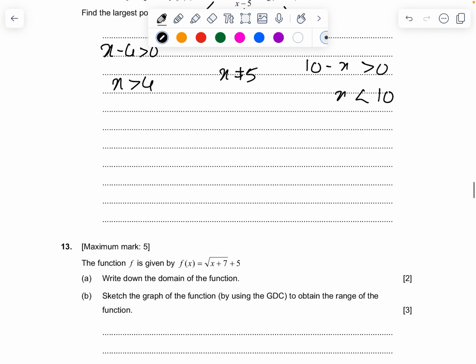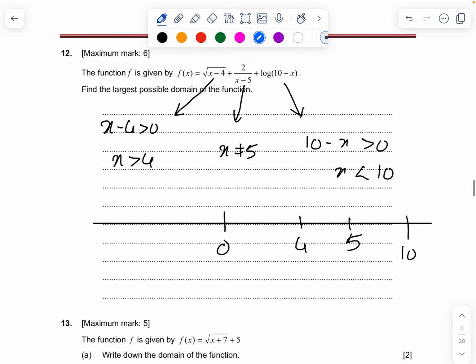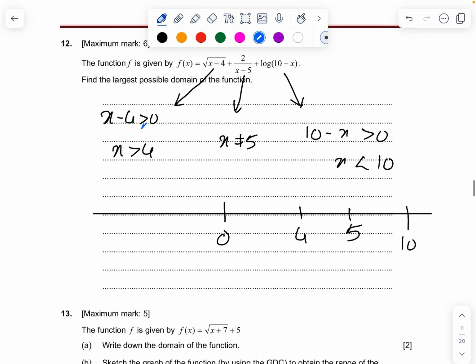So what am I going to do? I am going to draw a number line: 0, 4, 5 and 10. According to the first one, x should be greater than or equal to 4. So from 4, it is greater than or equal to 4. Then x should not be equal to 5. There is a break at x equals 5. And x should be less than, only less than 10. So hollow circle and less than 10.